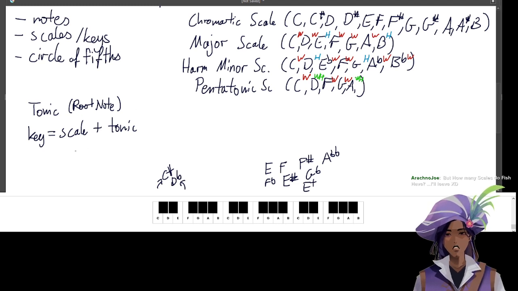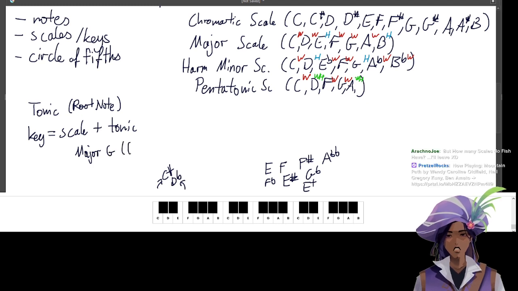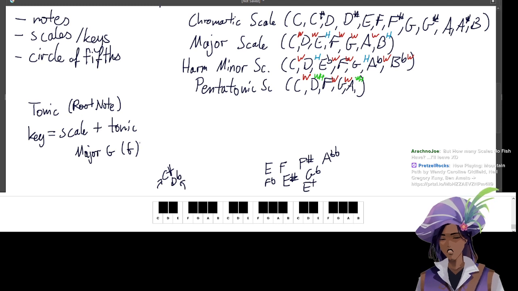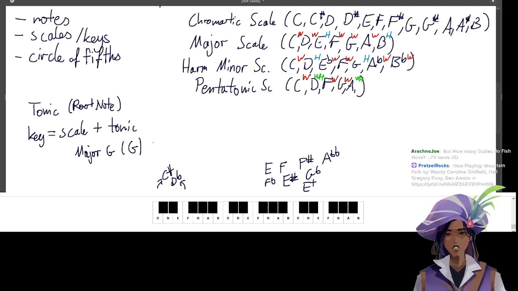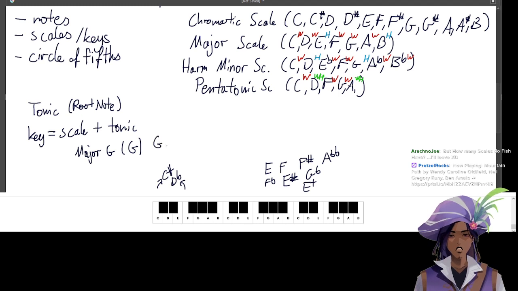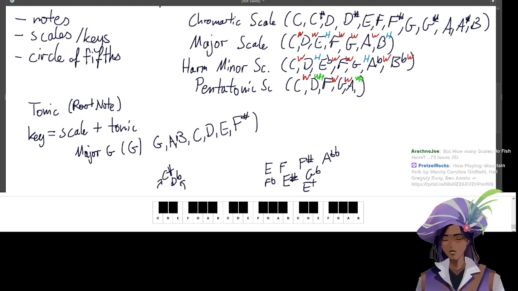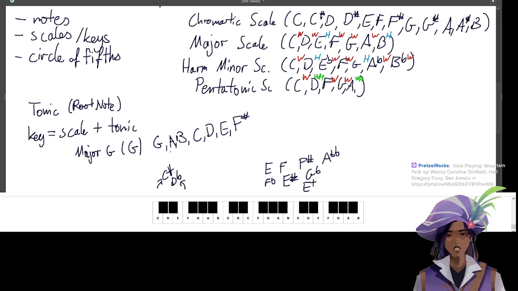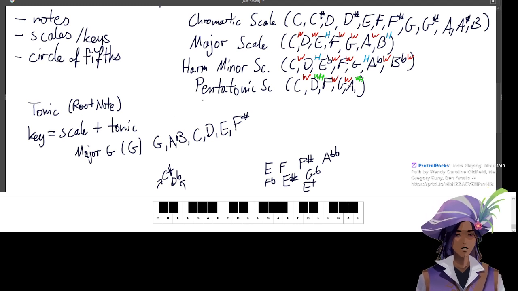If I have, say, a major key of G, right? Which is just written as G, right? Done. That's a bad G. Like that. Then you would have a scale of G, A, B, C, D, E. I'm writing way off, but F, right? So this would be the scale to use, or the key to use, if you have a major key of G, right? And keys are really what make music.